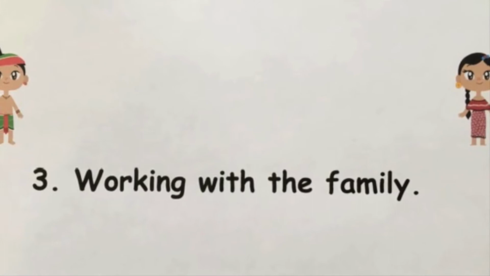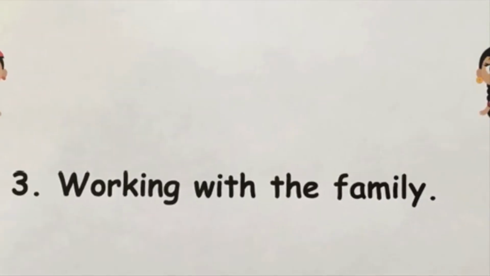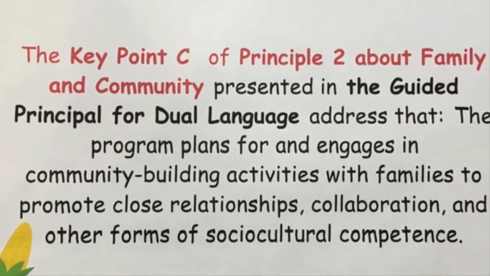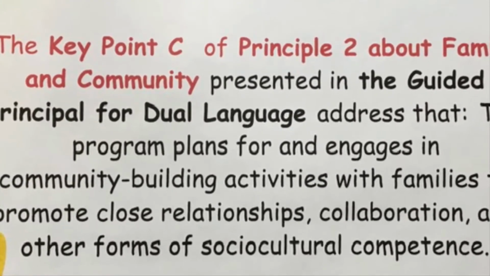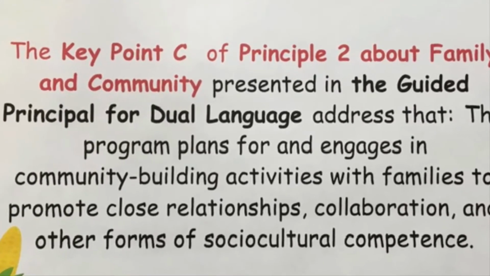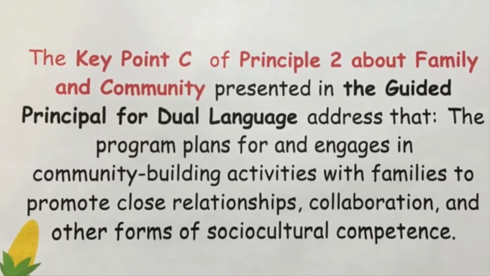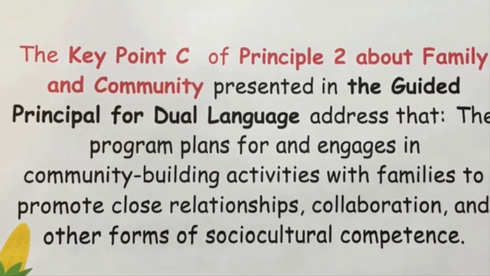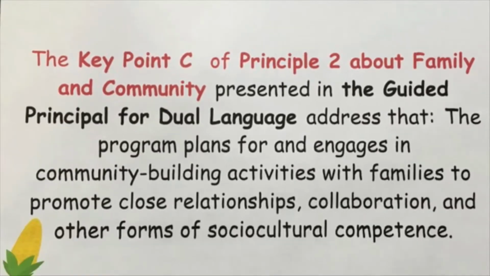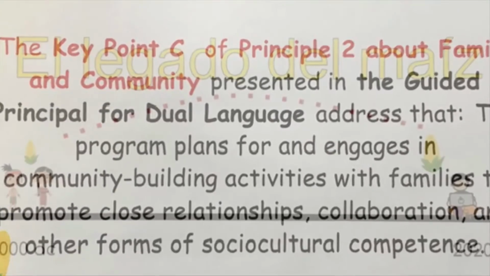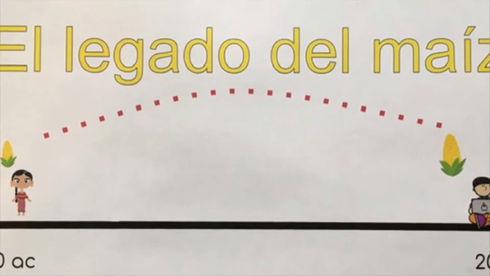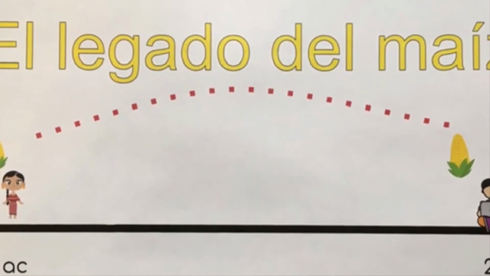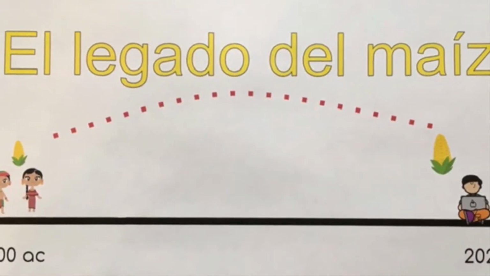The third idea is working with the family. Key point C of Principle 2 about family and community, presented in the guiding principles for dual language, addressed that the program plans for and engages in community building activities with families to promote close relationships, collaboration, and other forms of sociocultural competence. This project was the best example of how traditions are alive in our families, and also it was a great resource to create lessons.